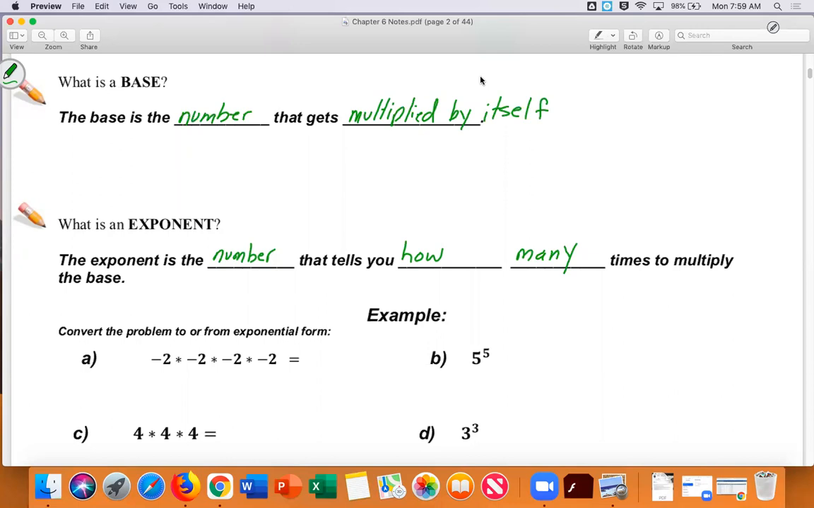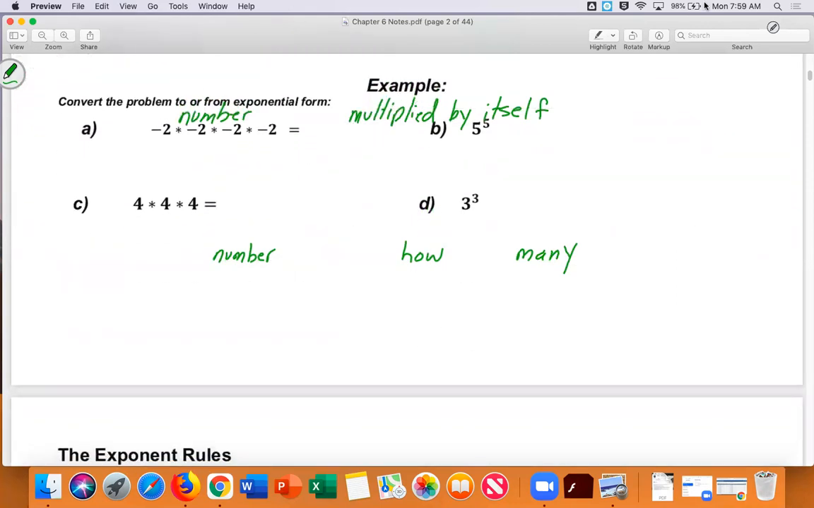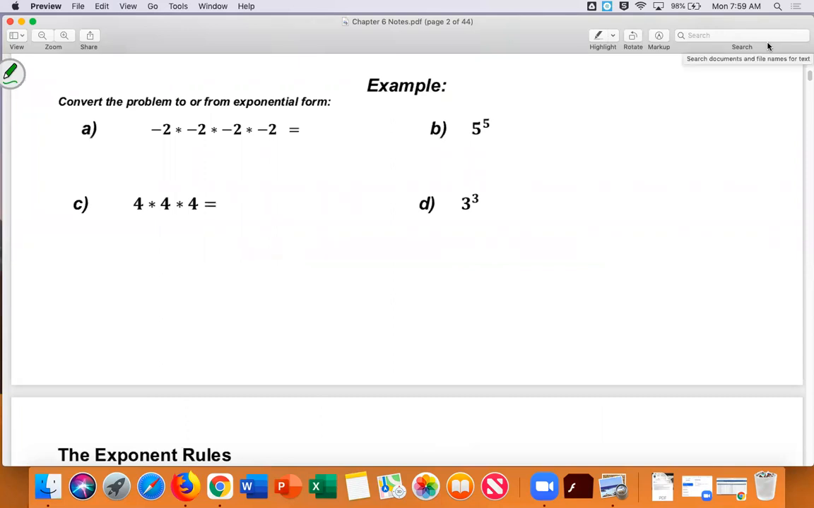Those are the basics. Now, what I like to do is convert between the two forms. So Andrew, here, this is what I do. Ready? My base is -2. How do I know that? That's the number that's being multiplied together.